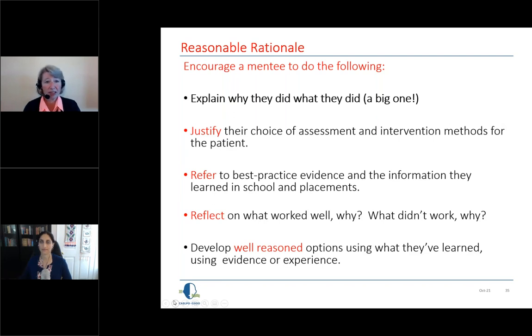Encourage them to refer to best practice evidence, check into information they learned in school and previous placements, and help them do more reflection on what worked well, why it did, what didn't work and why. And really developing some well-reasoned options, using what they've learned, using evidence and practice knowledge, which we acknowledge we build up over time. So they're going to benefit from your experience when they're really feeling like they aren't able to demonstrate clinical reasoning. In this case, it seems to be very specific to this area of practice.